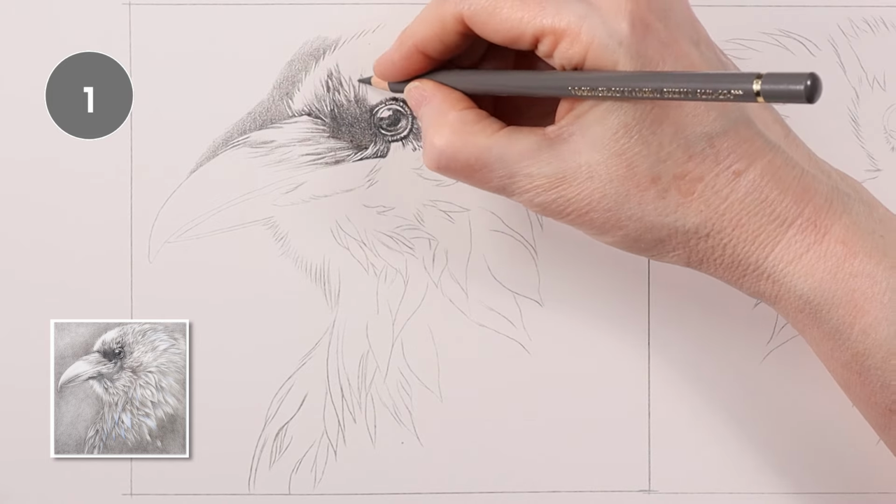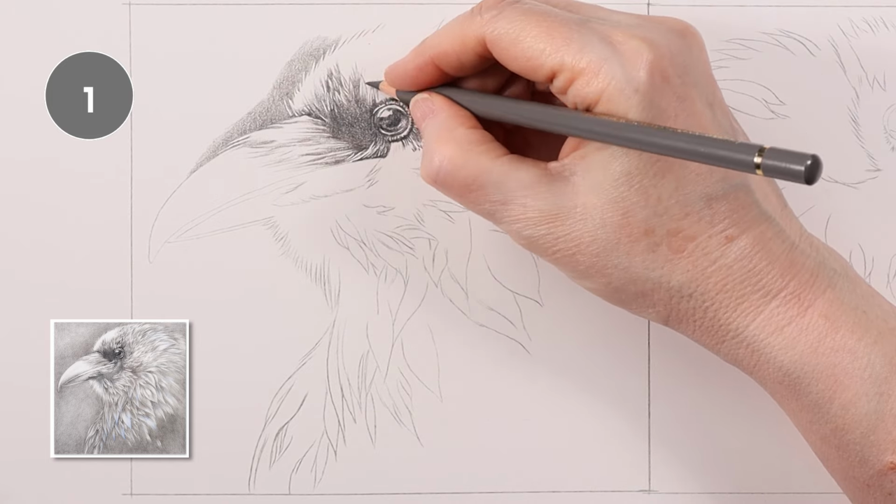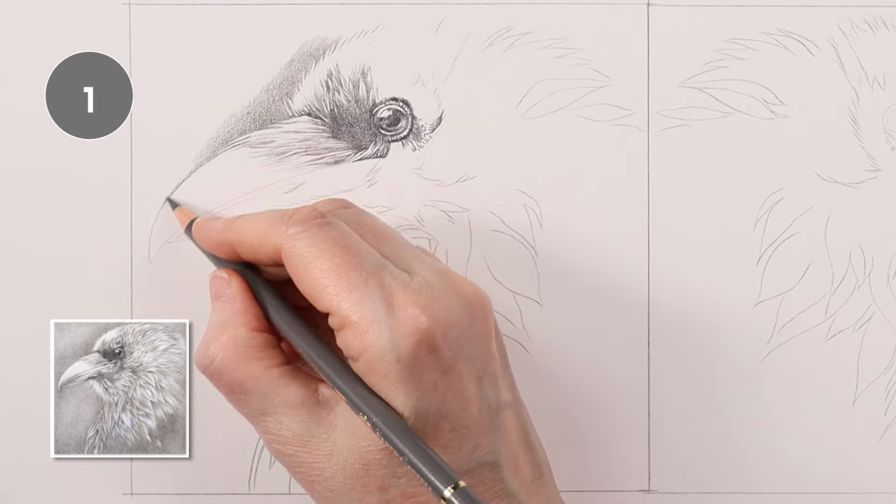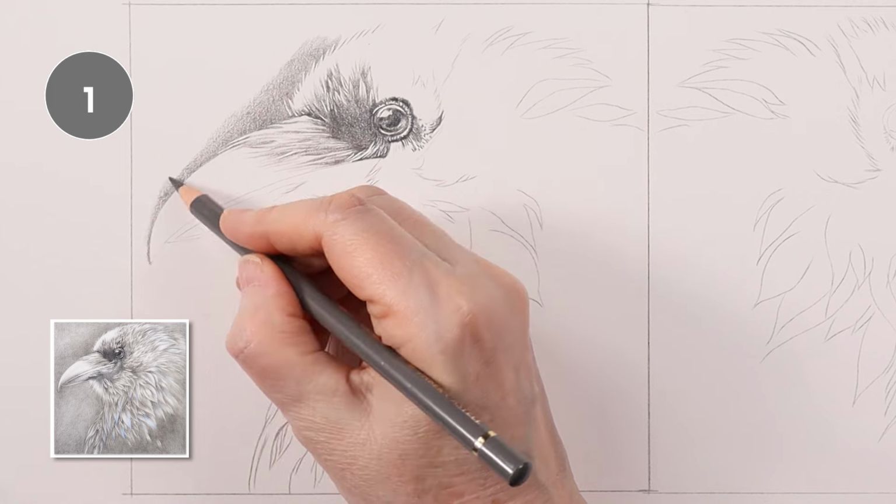Okay, so let's continue with the second point of choosing a good reference image or subject. You want to find or set up a subject that has good contrast between light and shadows. This is going to help you understand how light interacts with the subject and how to create the illusion of depth and form in the drawing.